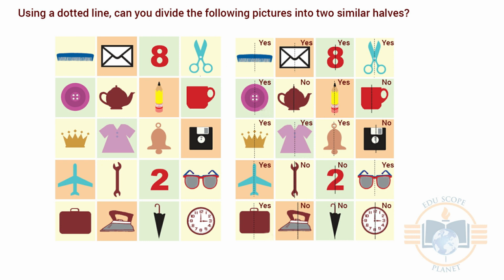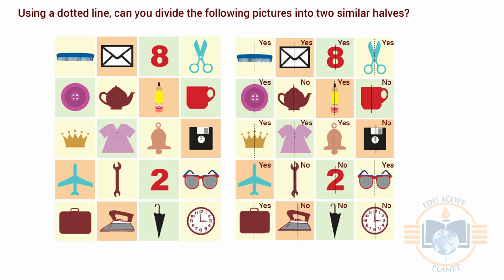Using a dotted line, can you divide the following pictures into 2 similar halves? The first one is a comb. Yes, you can do it. Next is an envelope. That also you can do. Third one is number 8. Yes, you can do it. Then the fourth one is a scissor. You can do it. Then a button. Yes, that also you can do.